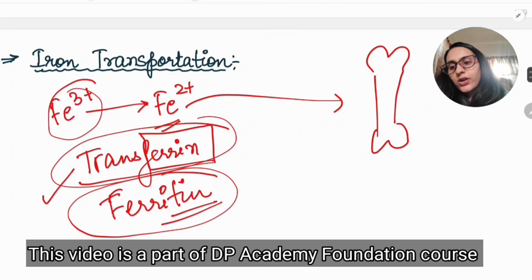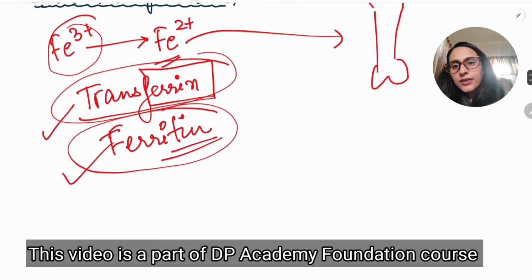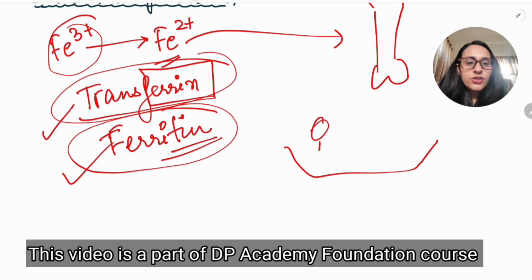What is the transportation form of iron? It is transferrin. What is the storage form of iron? It is ferritin. Very easy to remember. Ferritin: tin means storage form. Transferrin: ferry means it is the transportation form. Ideally, this transferrin is a ferry, it is going to take the iron molecule. So it is kind of a ferry in which the iron molecules are sitting nicely.